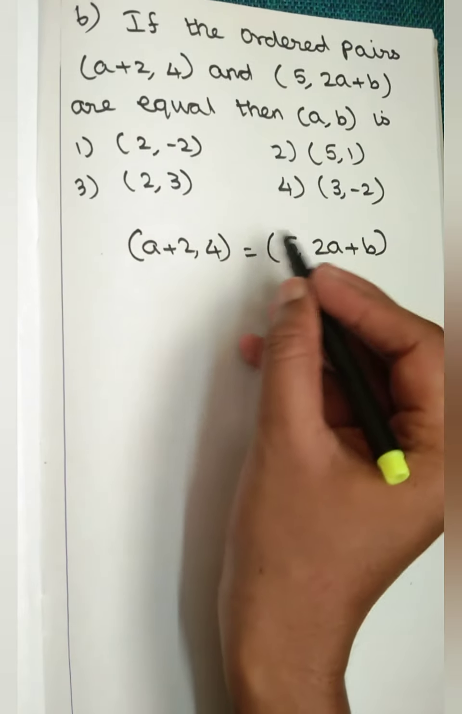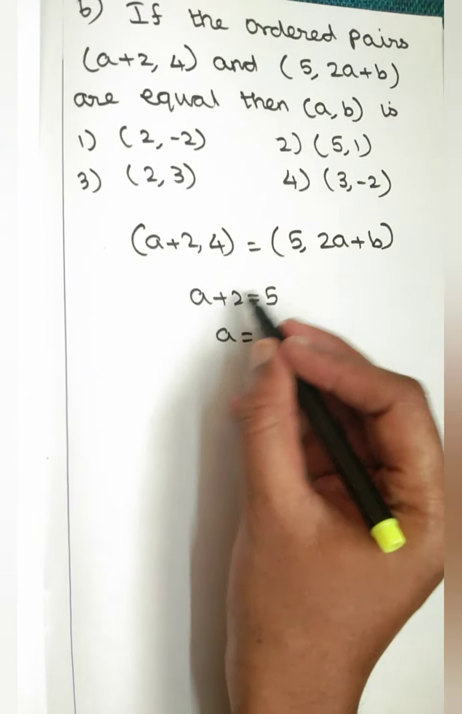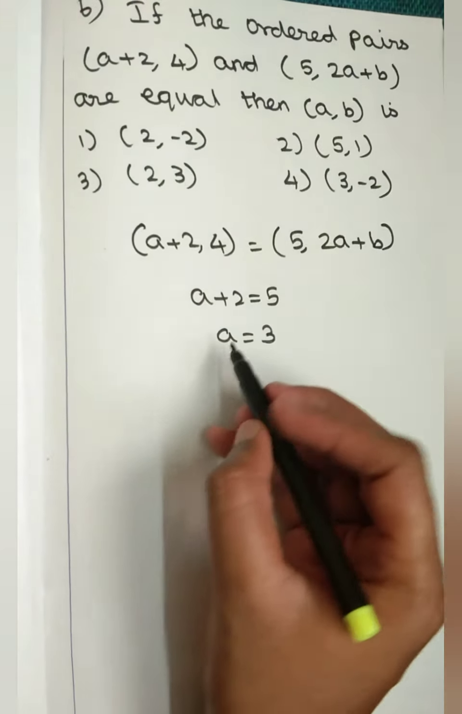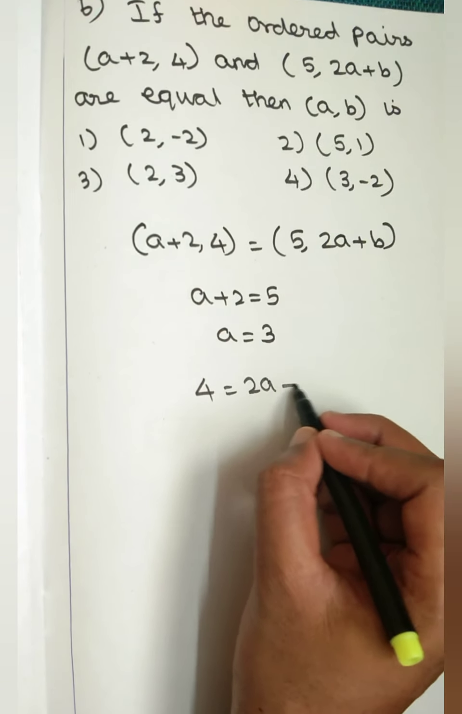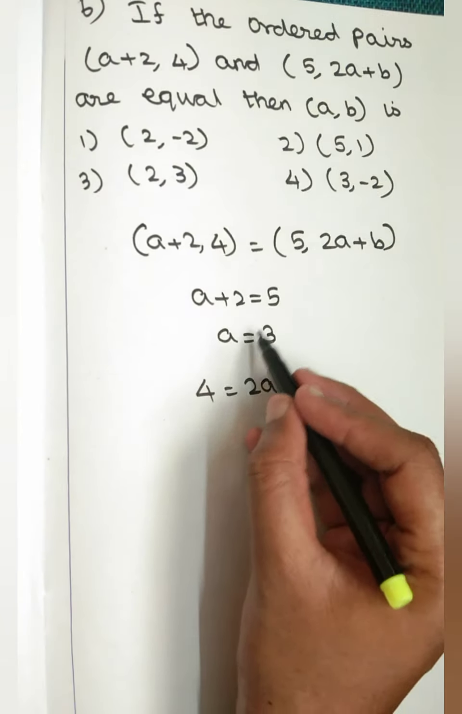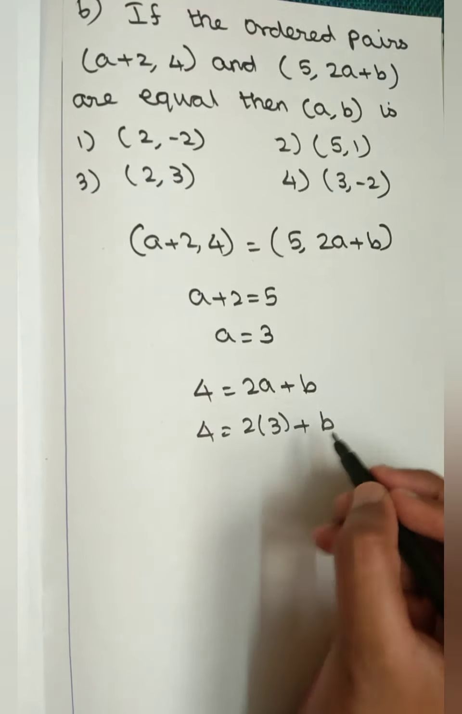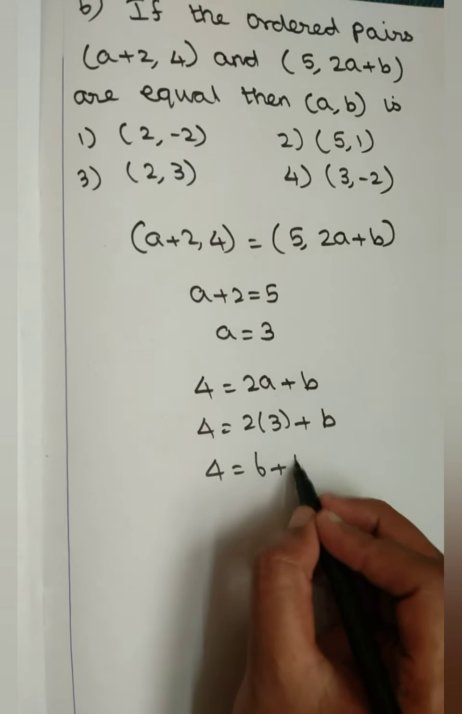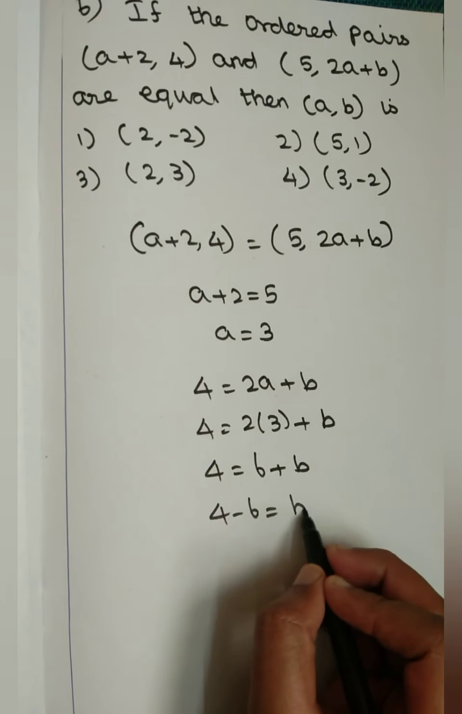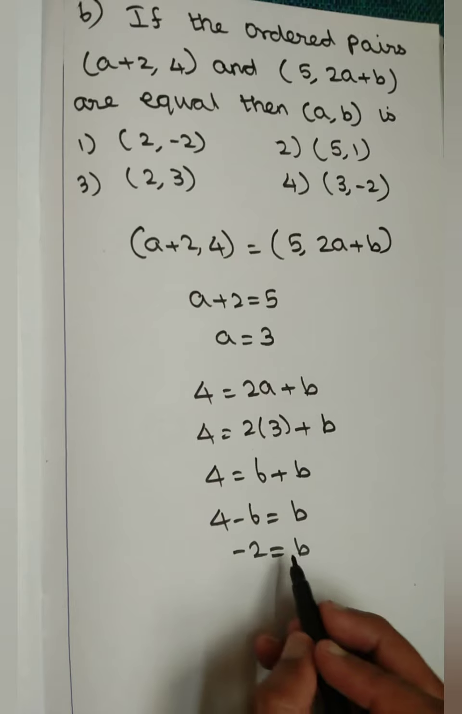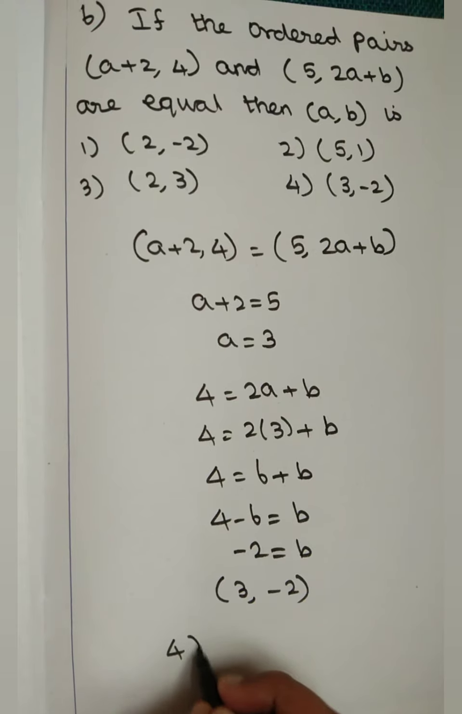So equating the x point and y point, a plus 2 equal to 5, a equal to 5 minus 2, that is 3. Then equating y, 4 is equal to 2a plus b. The value of a is 3, 4 is equal to 2 into 3 plus b. So 4 equal to 6 plus b. Bring the 6 to this side. B is equal to minus 2. A is 3 and B is minus 2. My option 4 is correct.